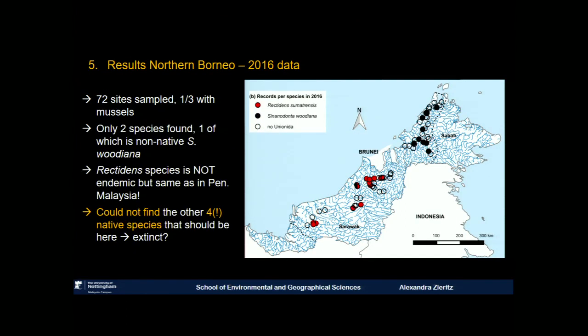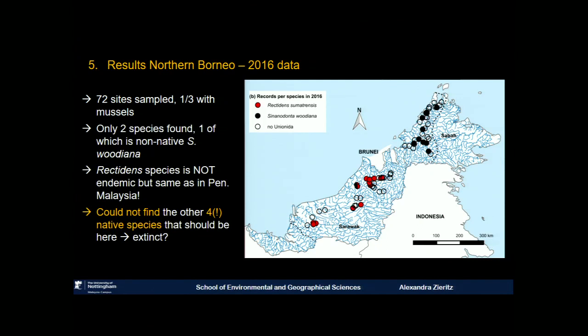This is what we sampled this year, basically. The white circles are sites where we couldn't find any mussels. Black is the Chinese species, red is the native species. We could find only one native species, nothing else, which is the main message, basically, of what we find.